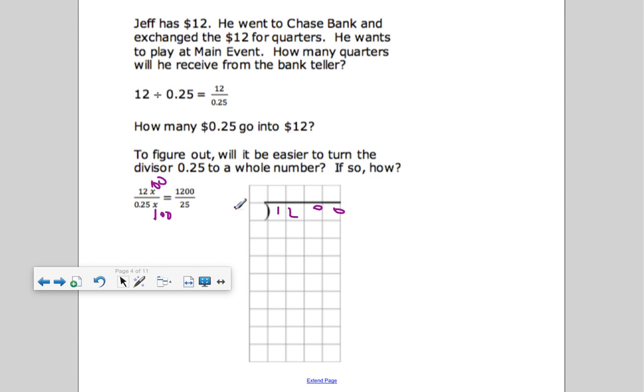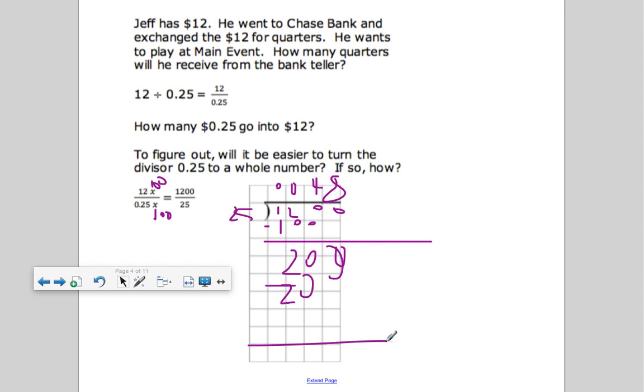and I break it into groups of 25, can 25 go into 1? Nope. 12? Nope. Into 120, 4 groups. That's 25, 25, 25, 25. That's 100. If I subtract 120 minus 100, I get 20. I bring down the 0. How many groups of 25 go into 200? 8 times. So the answer is 48. You will be able to get 48 quarters out with $12.